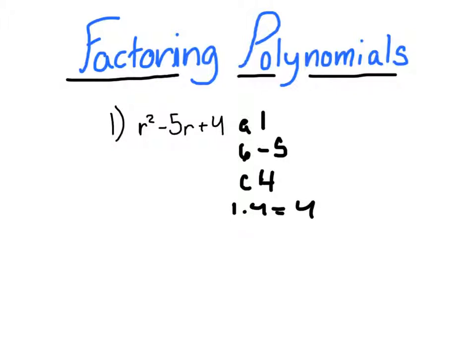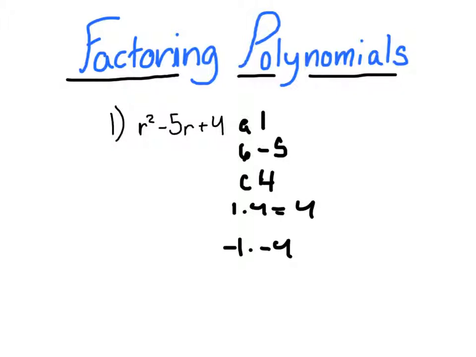So what you're going to do, you're going to put negative 1 times negative 4. And now we just have to find factors of 4. So negative 1 times negative 4 is 4. And you could go on, but we don't need to, because all you have to do now is see if these add to B. So negative 1 plus negative 4 is equal to negative 5. And also negative 1 times negative 4 is equal to positive 4. So you're hitting both things, and that's what you have to do.